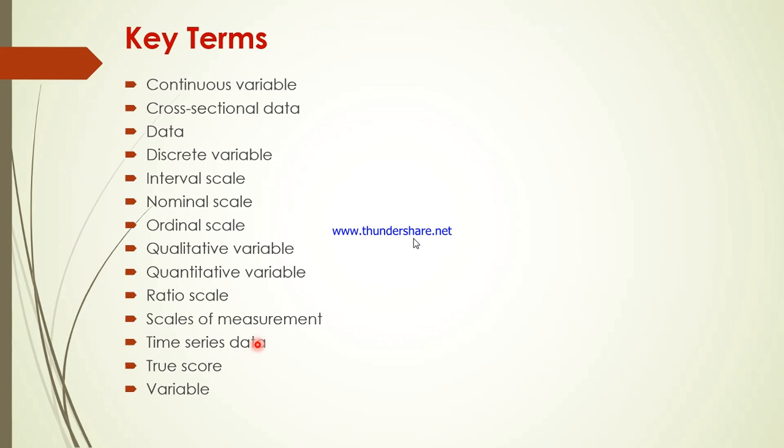Right. Then the most significant or most useful measurement is the ratio scale of measurement. Here the three properties, comparison, difference, and the ratio, all three are meaningful and provide meaningful information. And also the true zero is there.